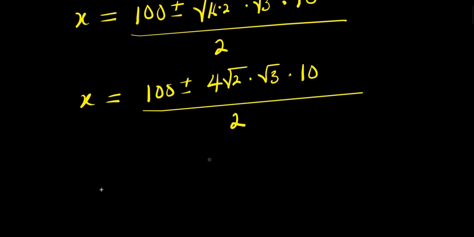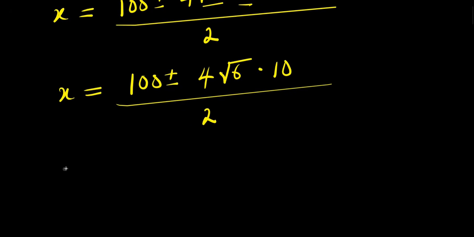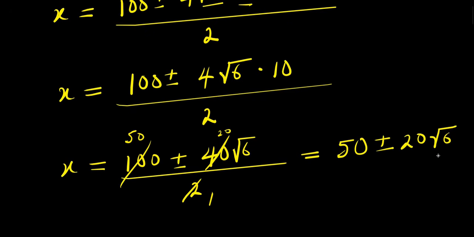So from here, we have x equals 100 plus or minus 4 root 2 times root 3 as root 6, times 10, and this is divided by 2. We also have x equals 100 plus or minus 4 times 10, 40 root 6, divided by 2. To divide, divide this by 2 to get 50, divide this by 2 to get 20. So this is 50 plus or minus 20 root 6.